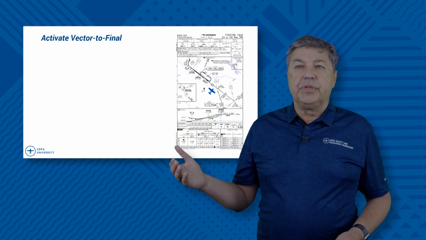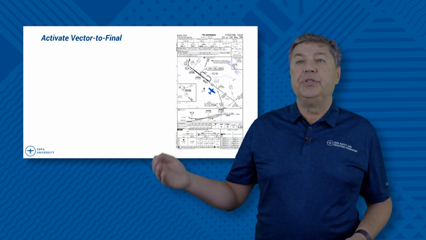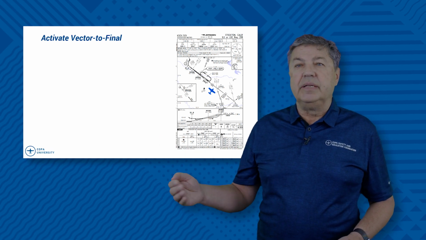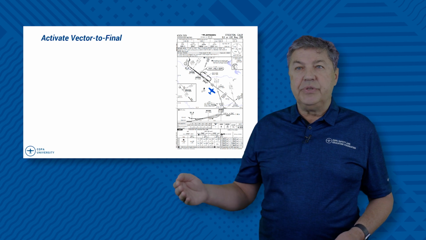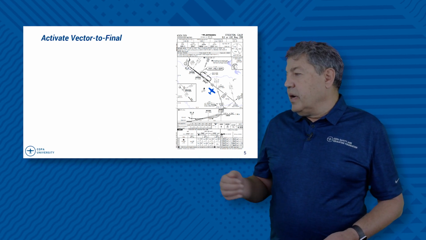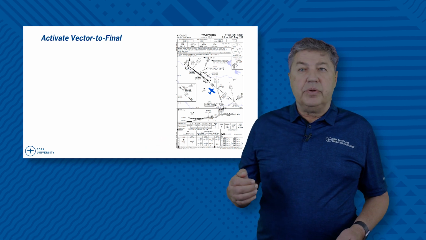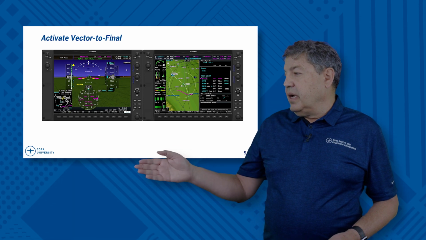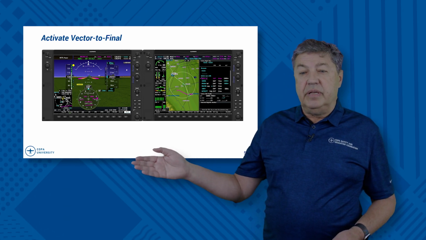Is this the only option in that situation? It turns out there is another one. There is another functionality in Perspective that allows you to accomplish similar tasks. In this case, we are flying an ILS approach. We are also pretty close to the final approach fix, as you can see on the MFD.